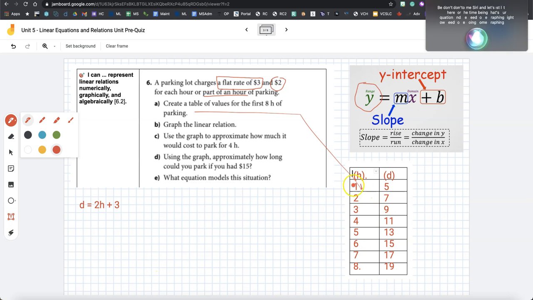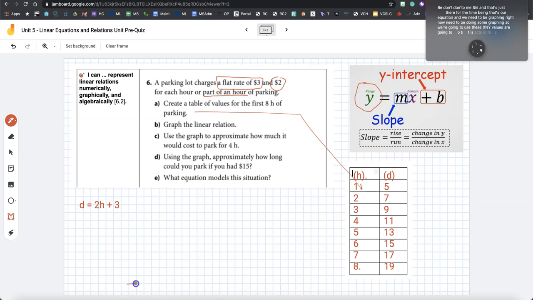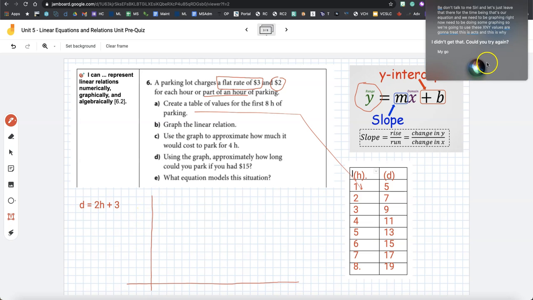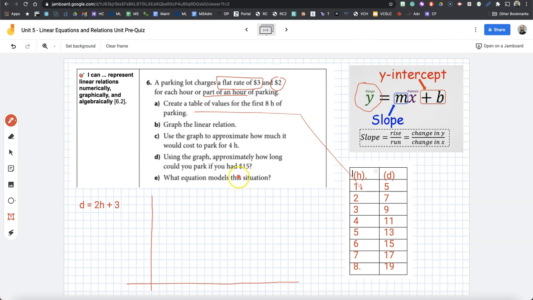So we're going to use these x and y values. I'm going to treat this as x and this as y. So let's make a graph. I didn't get that. No, Siri. Could you try again? Oh my, go away. Be quiet. I didn't get that. Could you try again? Oh man.